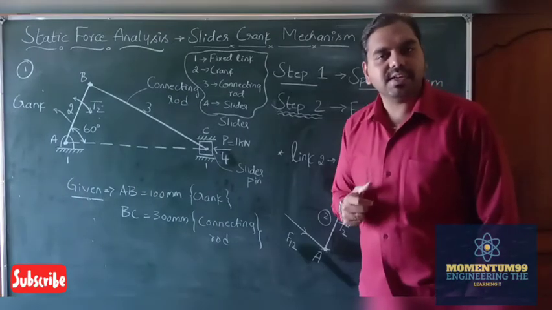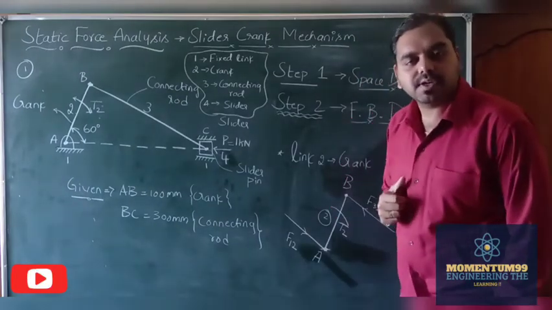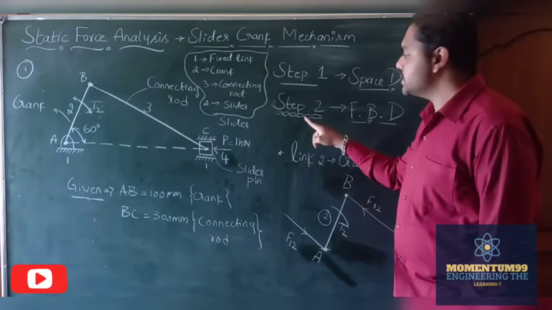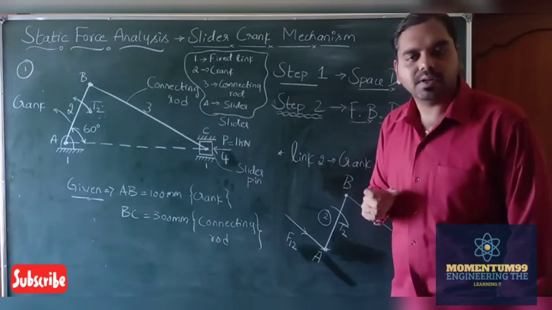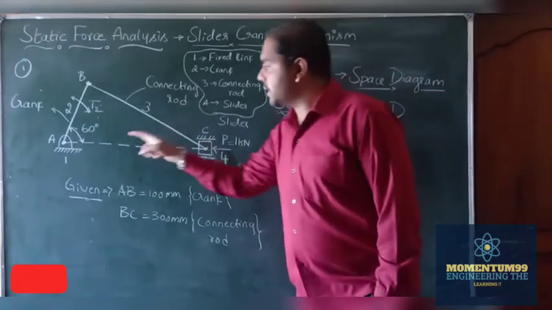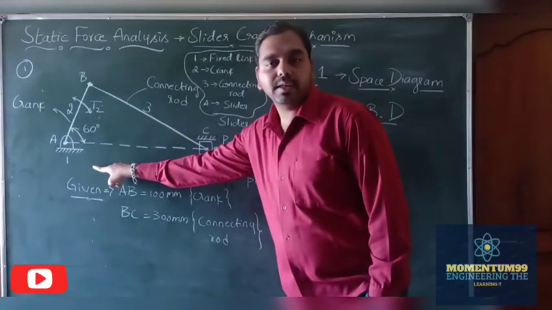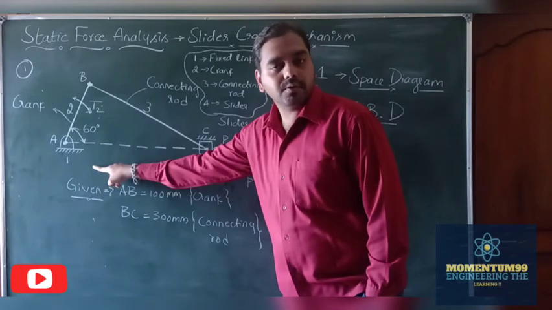Moving on, the second step in solving the static force analysis of a slider crank mechanism is to draw the free body diagram of all the links in the given mechanism. Starting with the leftmost end, we have the fixed link here. You will not be taking the fixed link into consideration. You have to remember this one.